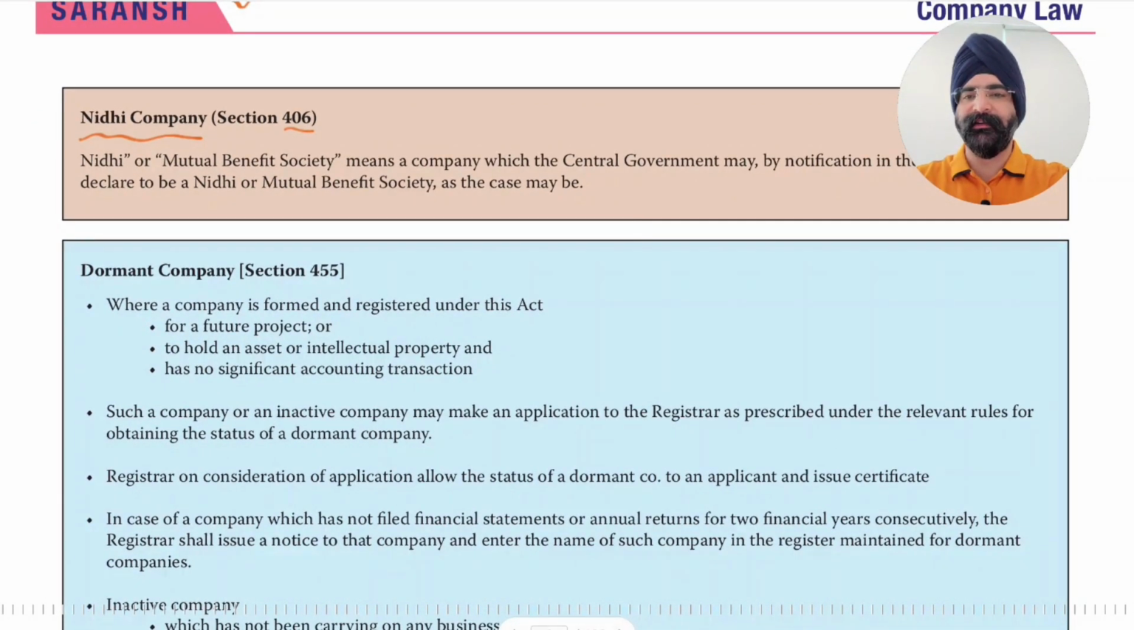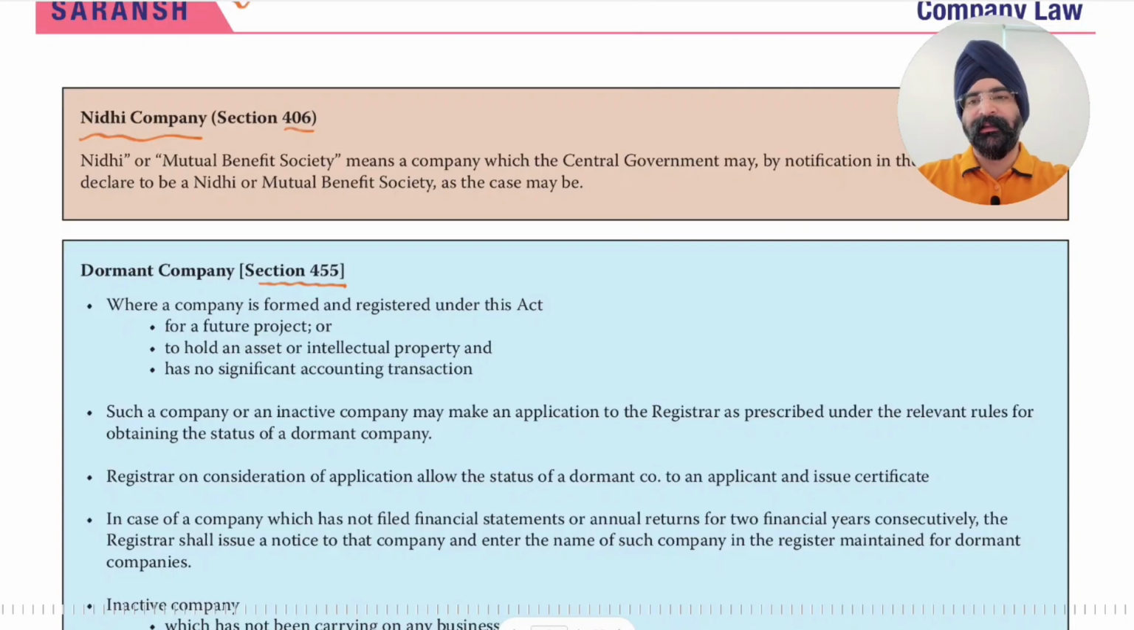So dormant company is defined in section 455, where a company is formed and registered under this Act. What is the purpose? For incorporation, for a future project. Okay. First purpose can be that the company is incorporated and registered now, because at times registration may take time. So based on our future plans, we have already incorporated a company.